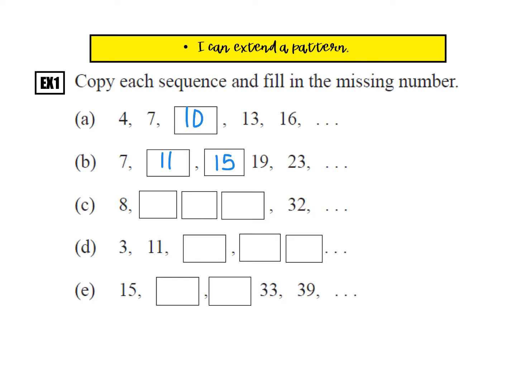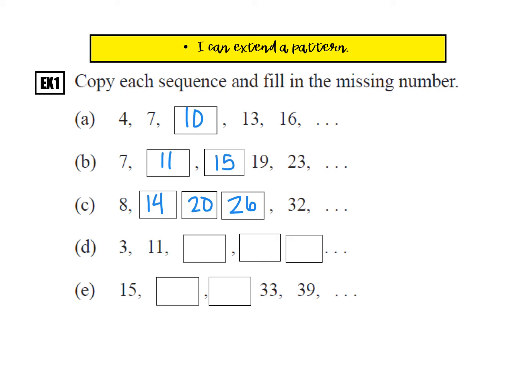All right, for B, hopefully you saw that 11 and 15 fit in there. I looked at here, I'm adding 4. So as I move to the right, I add 4. So to find previous terms, I would subtract 4. So 19 minus 4 is 15. 15 minus 4 is 11. And then 11 minus 4 is 7. So it's following that pattern. As I move this way, I'm adding 4 each time.